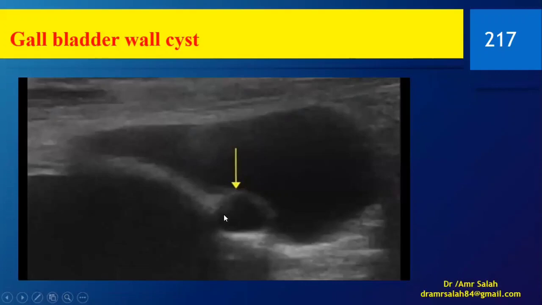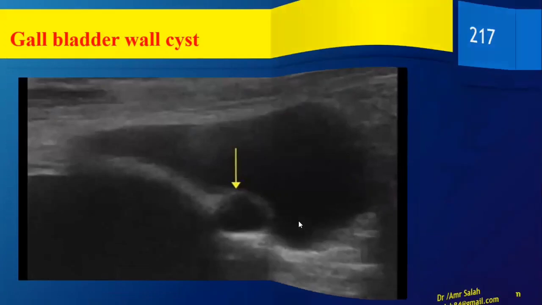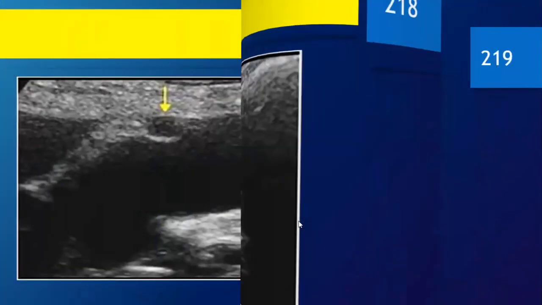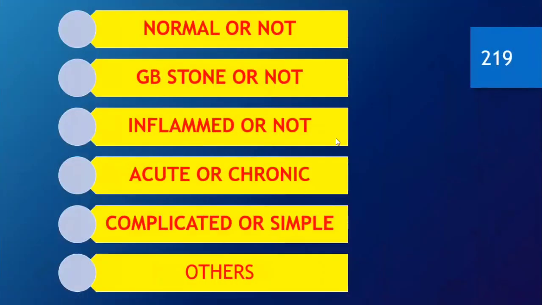Okay, this is cyst. Cyst in the wall of the gallbladder, like the renal cyst or hepatic cyst. Okay, cyst in the wall of the gallbladder. Okay, so this finishes the abnormalities of the gallbladder.